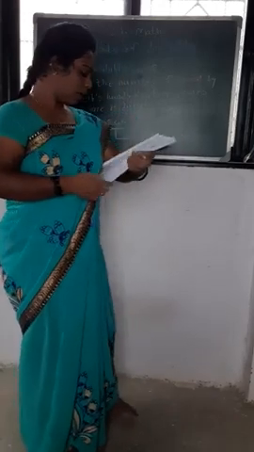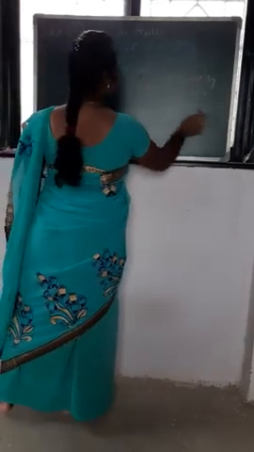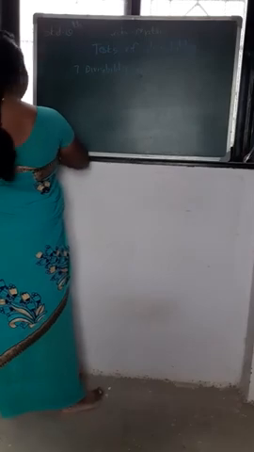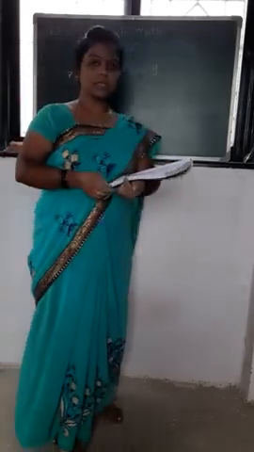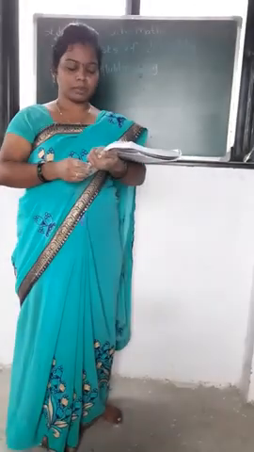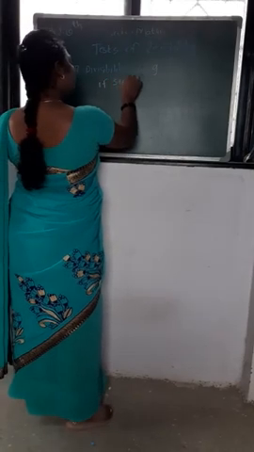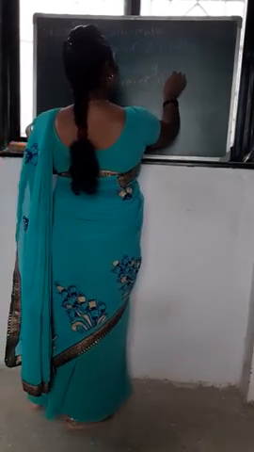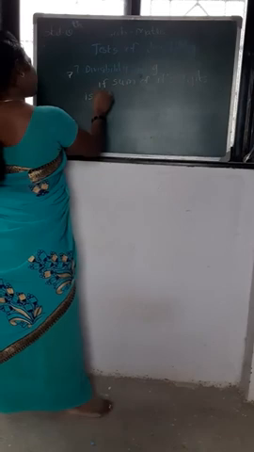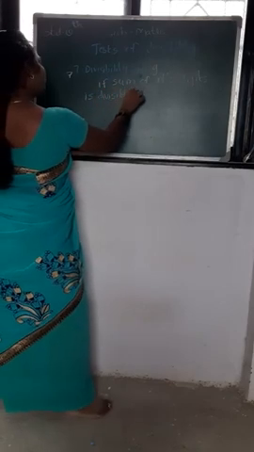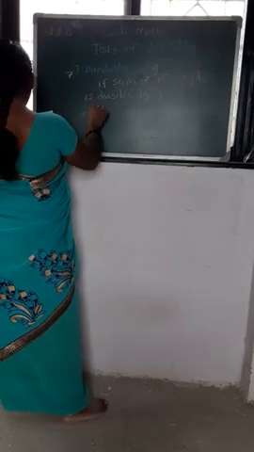Next, the divisibility by 9. A number is divisible by 9 if the sum of its digits is divisible by 9. That is the property.